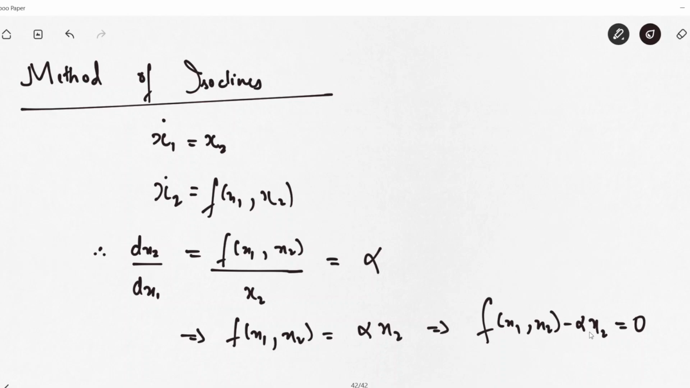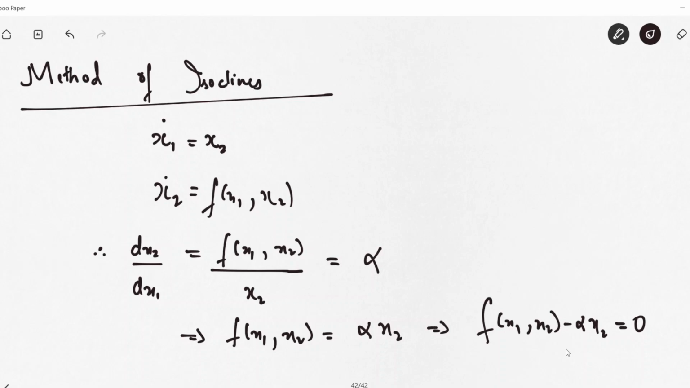So we have actually seen that dx2 by dx1 is given by f of x1 x2 divided by x2, and we are getting this equation. Now depending upon whatever is f of x1 x2, we'll be getting an equation whereby we can determine, for different values of slopes, what equation it will be.